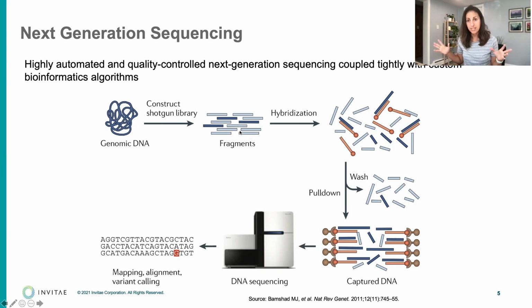It's then fragmented, so it's broken into small pieces. And then often there's what's called a capture method, a hybridization step. We create probes that match the DNA we're interested in sequencing, and we mix them together with the DNA. We bind the probes and wash away all the DNA that we don't care about in that moment. And then we sequence the DNA that was caught by those capture probes. We sequence all that DNA at once.